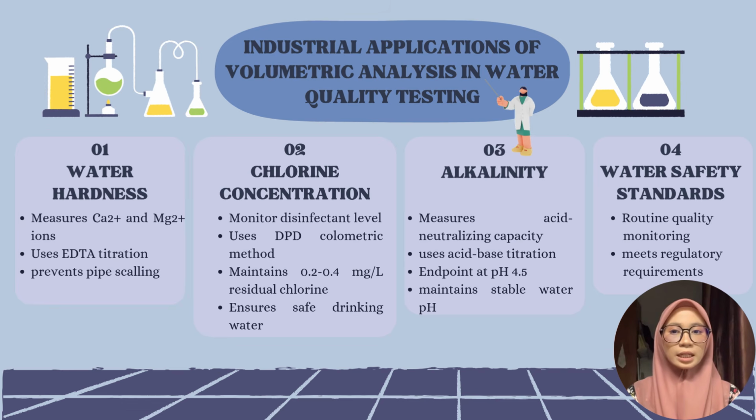Third, alkalinity is measured using acid-base titration. A strong acid is added until the endpoint at pH 4.5 is reached. This allows us to determine the water's acid neutralizing capacity and helps maintain a stable pH in the water system. Overall, these tests are essential for ensuring that water treatment plants meet safety and quality standards.